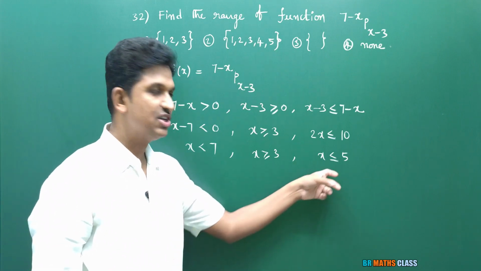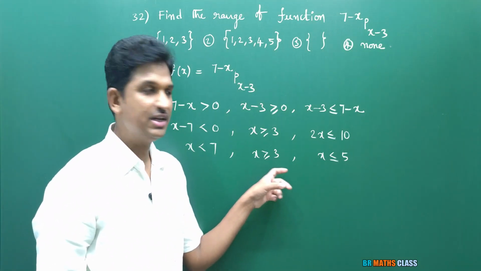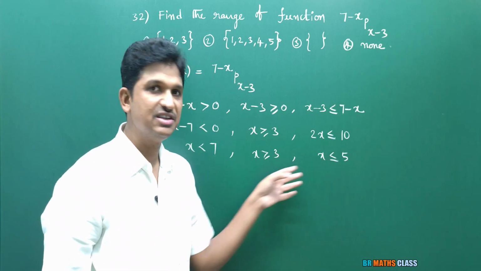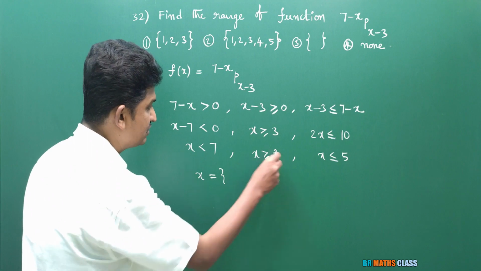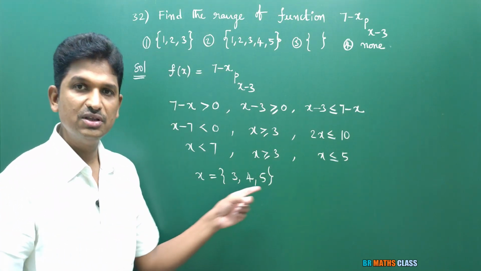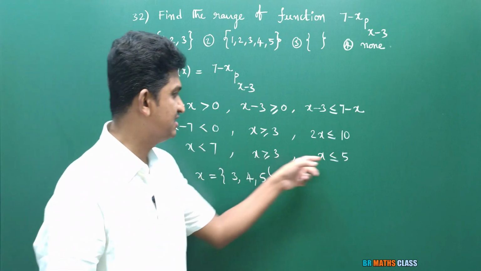Now I need to do the intersection of these two: x greater than or equal to 3 and x less than or equal to 5. What are the natural numbers which satisfy these two conditions? So what are the x values? The x values are 3, 4, 5. You can observe these three numbers satisfy these three conditions.